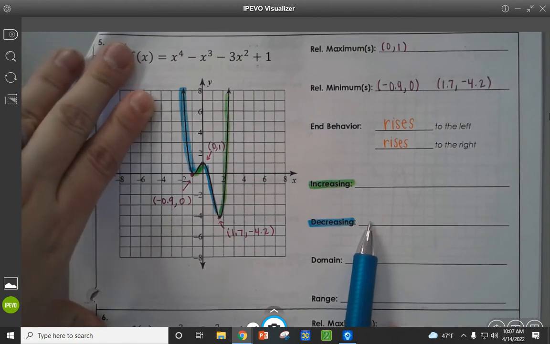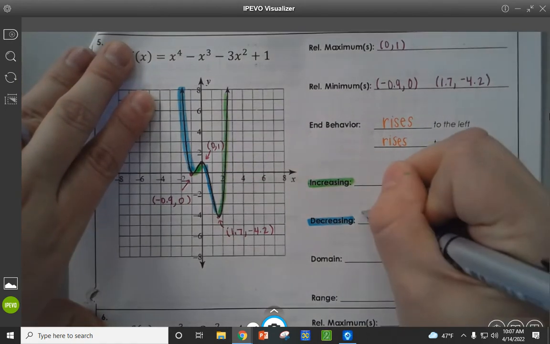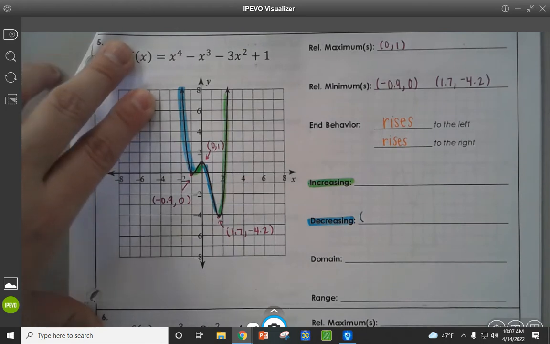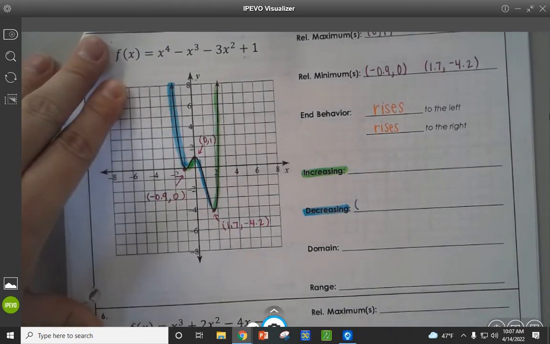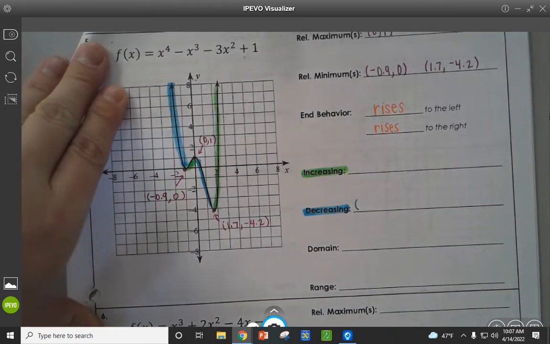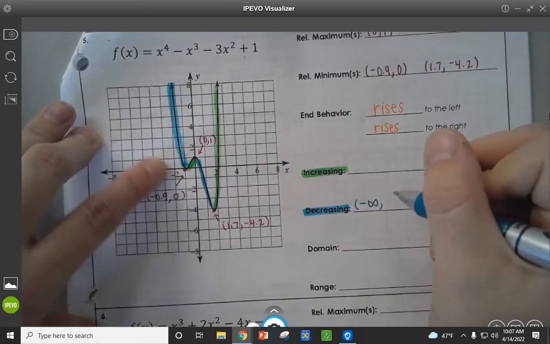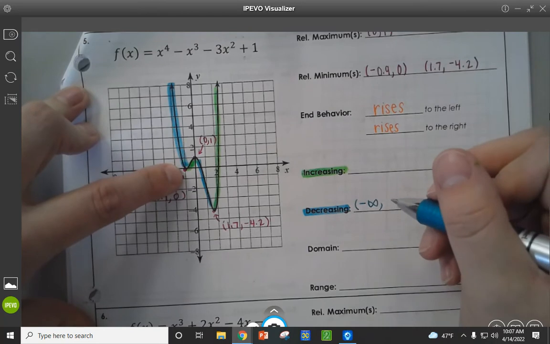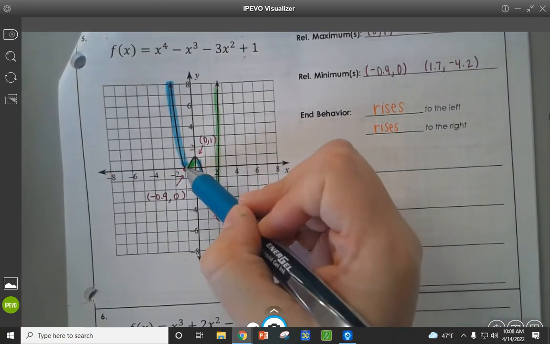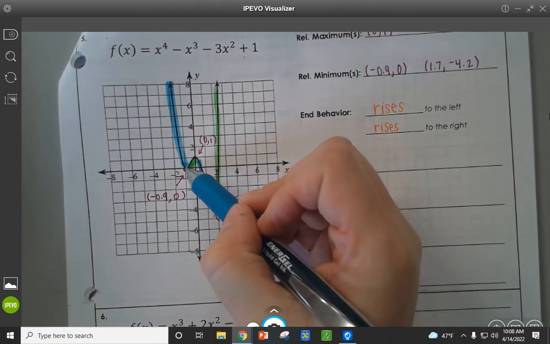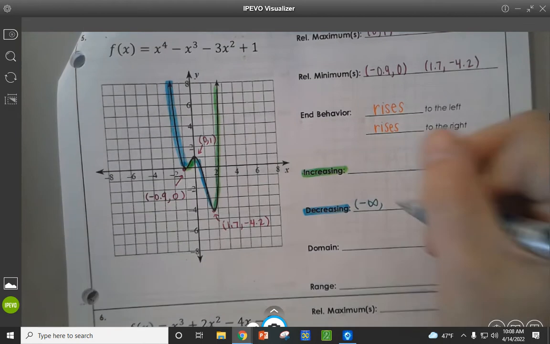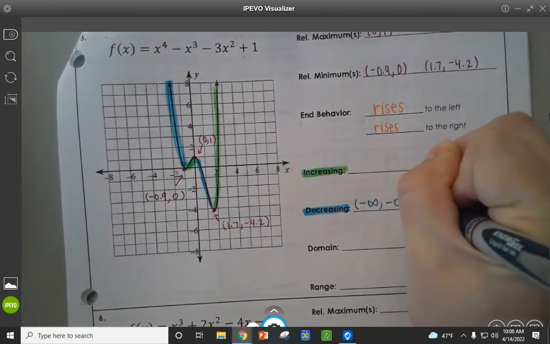Close. It's on the left. Negative. Yes. So even though it is pointing up, our increasing and decreasing is left to right, and left is always negative. So negative infinity, where does it stop? On increasing and decreasing, which do we look at, x or y? We look at x, so it is negative 0.9.